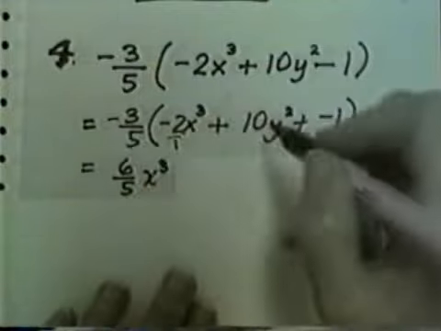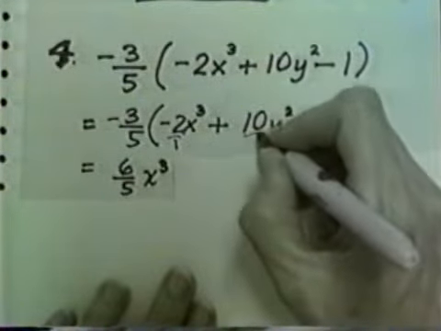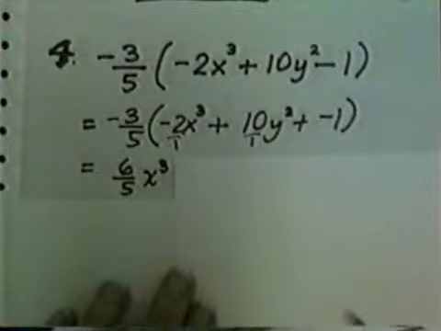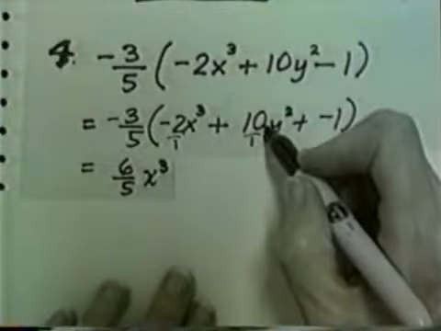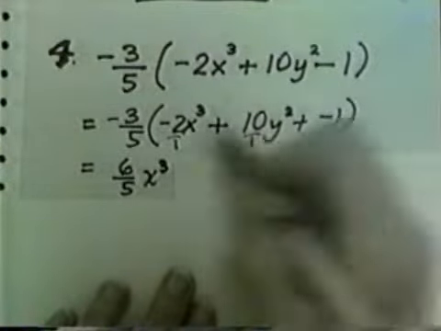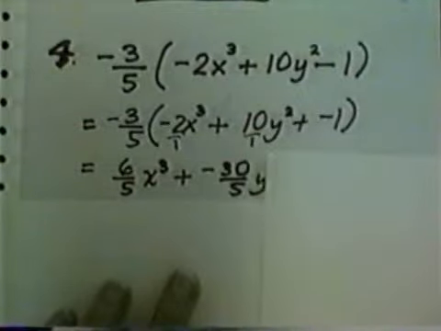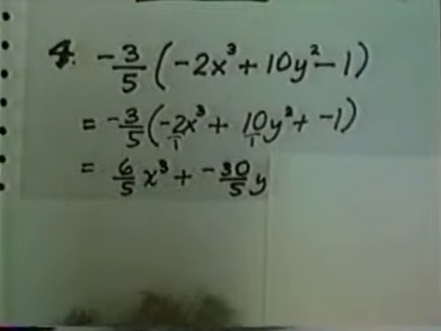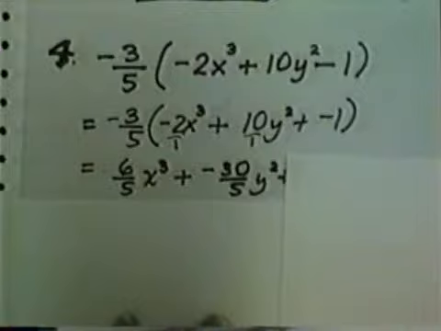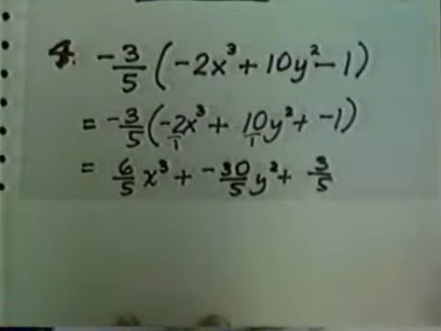Plus negative 3/5 times 10. Once again, the 10 can be thought of as 10 over 1, so that we have negative 3 times 10, negative 30, over 5 times 1, which is 5. Negative 30 over 5 times y squared, plus negative 3/5 times negative 1 is positive 3/5.